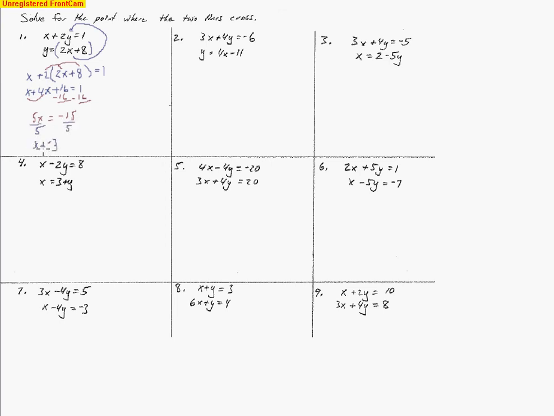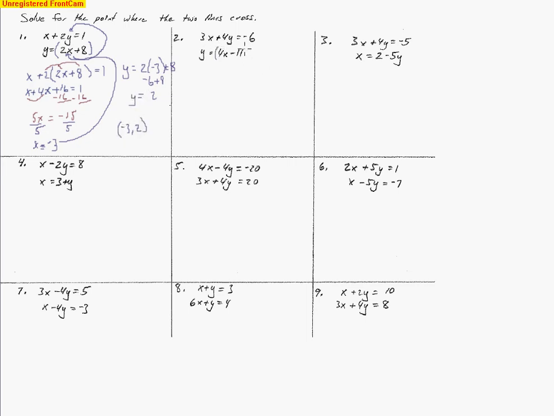From this point, substitute this answer back in for x, maybe into this equation here, and solve for y. So y equals 2 times negative 3 plus 8. Negative 6 and 8 make 2. So y equals 2 when x is negative 3, and that's where the two lines end up crossing.